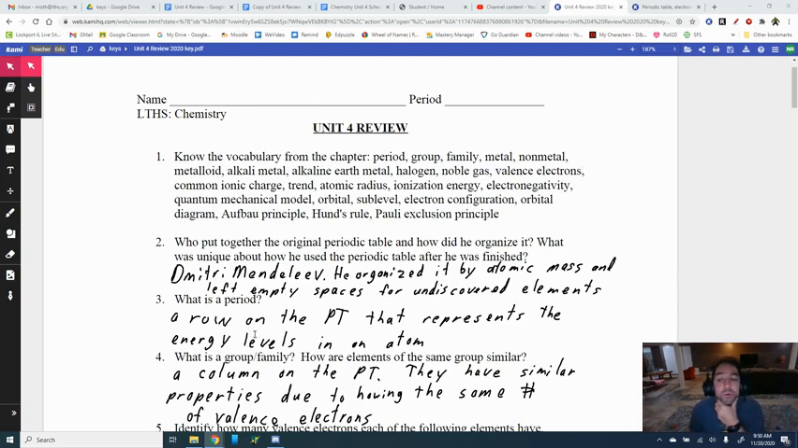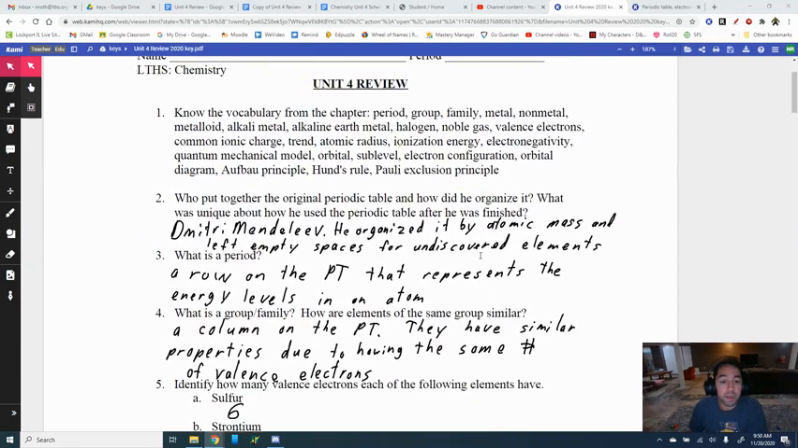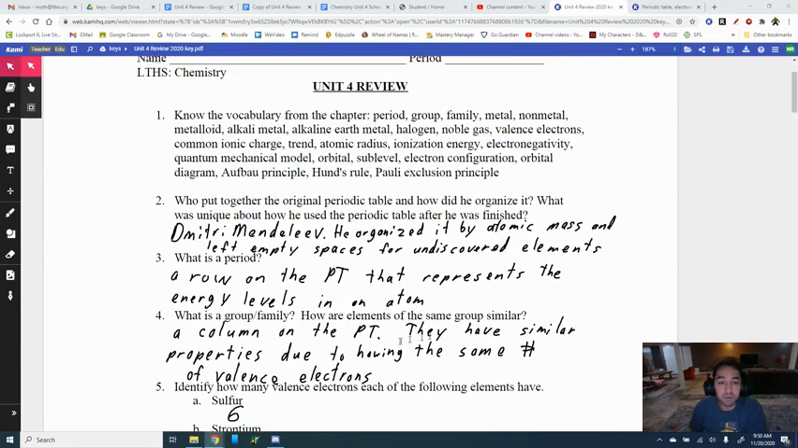Next, what is a group or family? So a group or family is the vertical columns on the periodic table. Each element in a family has similar properties, and that is because each element in a family has the same number of valence electrons, which are the outermost electrons in an atom, and they are the ones that determine the properties of the atom. So identify how many valence electrons each of the following elements have.